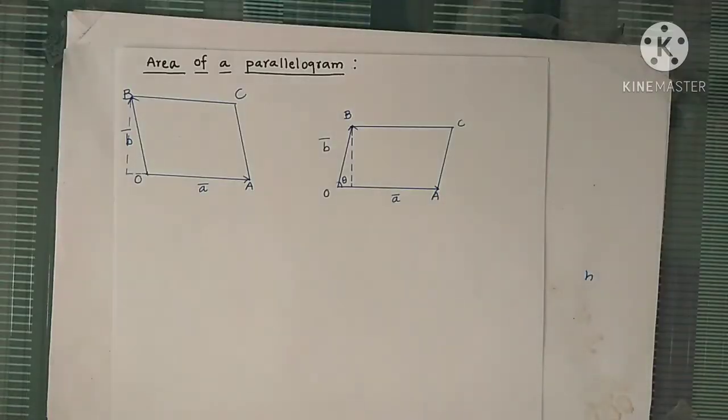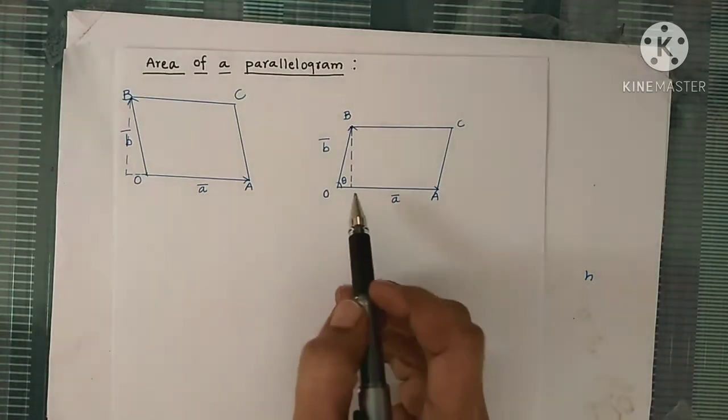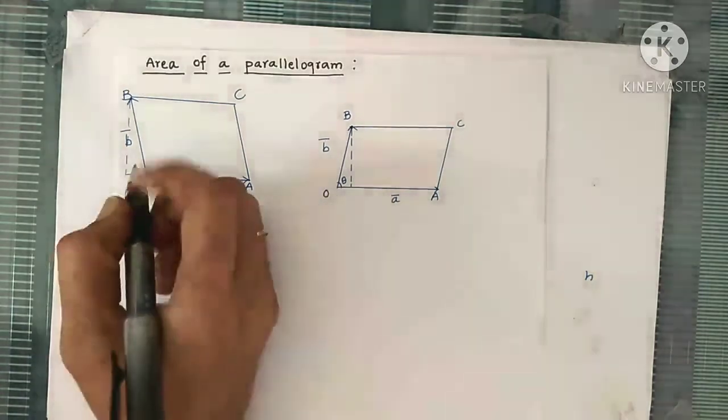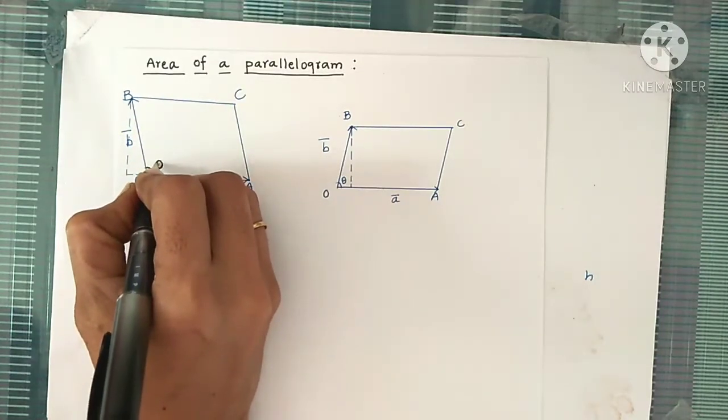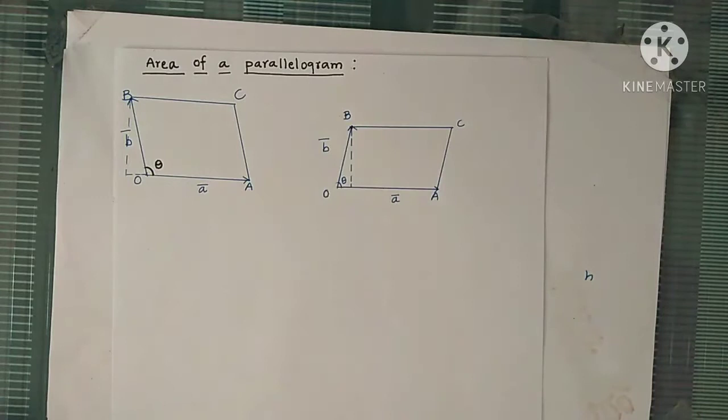Students, in this video we are going to study area of parallelogram. It is one of the applications of cross product. Here I have drawn two parallelograms OACB. In one diagram theta is an acute angle, and in the other diagram the angle between A bar and B bar, theta, is obtuse. Let's find the area of the parallelogram in terms of adjacent sides first. Here the adjacent sides are A bar and B bar in both diagrams.